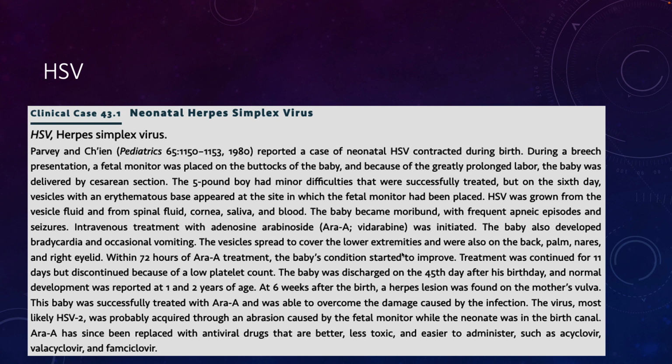The baby also developed a slower heart rate and occasional vomiting. The vesicles spread and covered the lower extremities and were on the back, palms, nose, and right eyelid. With 72 hours of treatment, the condition started to improve. Treatment was continued for 11 days, but discontinued because of a low platelet count.